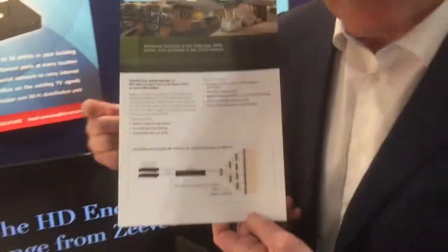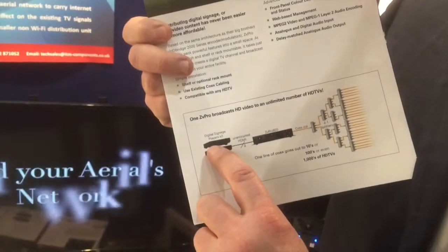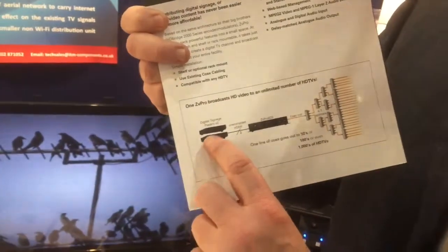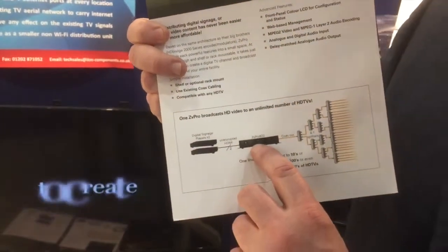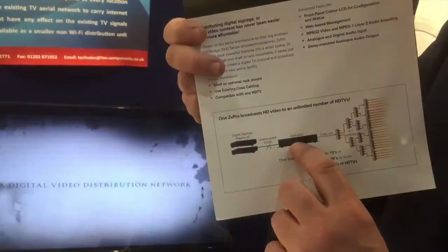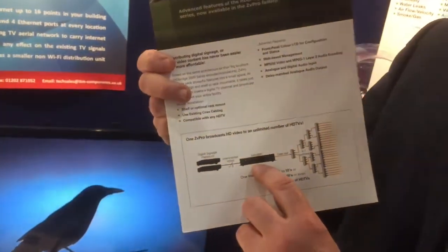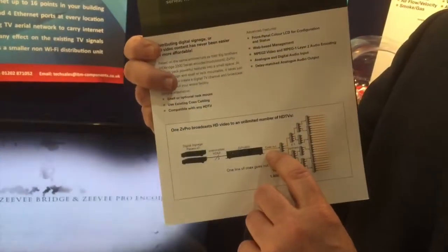I'll just give you an example to illustrate, something that we're showing on the stand here. We've got a couple of digital signage players here. Now typically you'd put them behind the screen, so you'd have the cost of one of those behind the back of every single screen. In this case here we've got two digital signage players connected up to one of the Zeevee boxes. The Zeevee box takes in the signals, the output from those digital signage players, converts them into a TV channel and transmits it over coax.